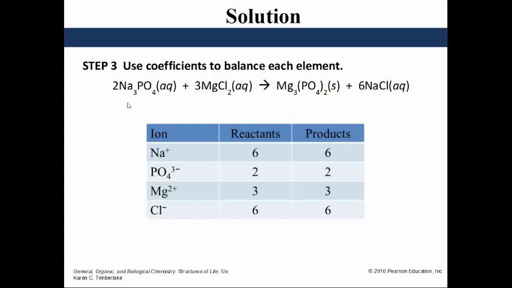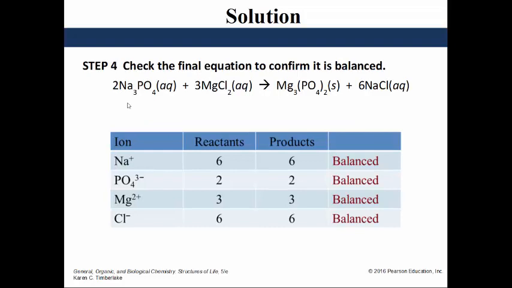All you're doing is adding coefficients to make the equation balanced. And again, for the final step, going back and making sure all the coefficients match up. And again, if one number or one element is off, then you need to go back and recheck. Sometimes coefficients need to be changed, but you can't change these subscripts.